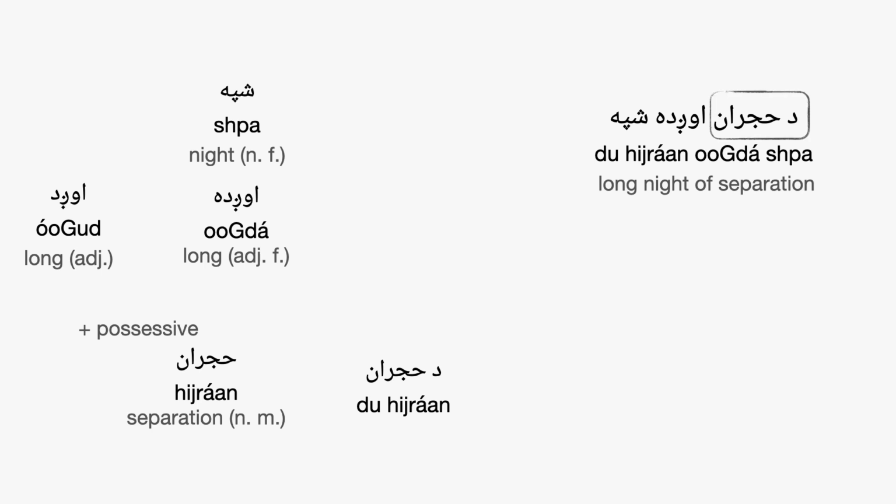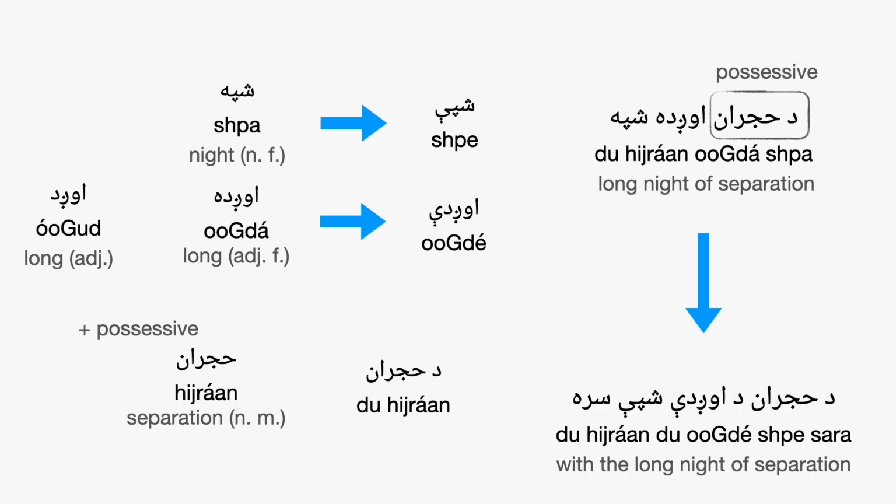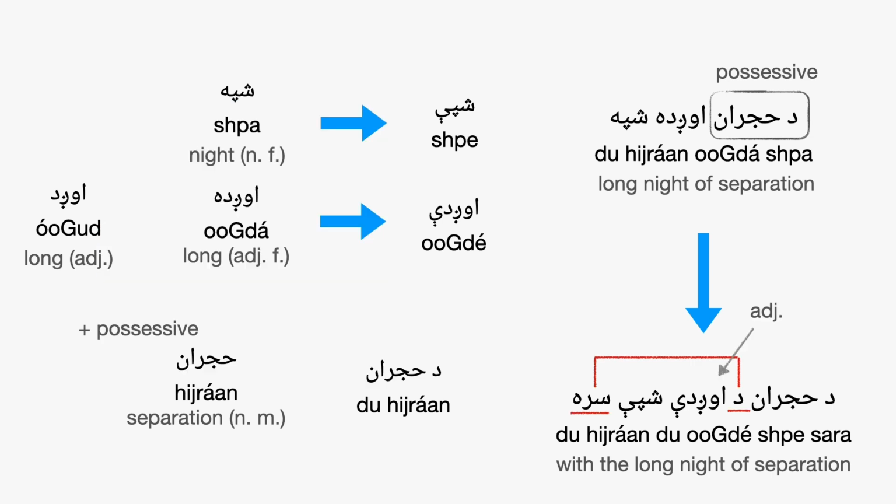When we put that in the sandwich, again, there's the possessive. We're going to take shpa, and it's going to be shpe, and ugda is going to inflect to ugde. And the possessive just hangs on the outside of the sandwich. There's your sandwich. Notice the adjective goes inside the sandwich along with the noun, and the possessive hangs off of the side.